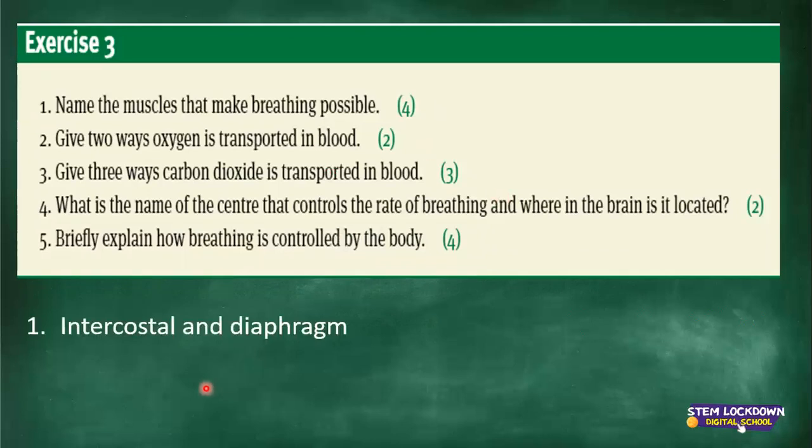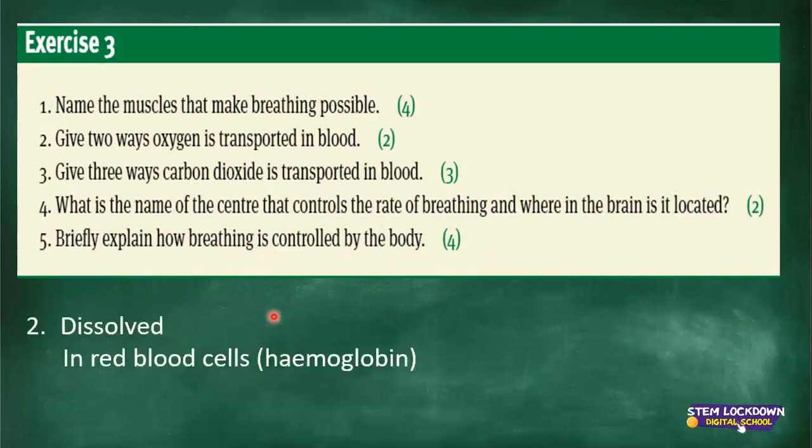Then give 2 ways oxygen is transported in the blood. Oxygen can either be dissolved in the blood plasma, or in the red blood cells where it attaches to hemoglobin to form oxyhemoglobin. So those are the 2 ways: dissolved in blood plasma, or in red blood cells attached to hemoglobin to form oxyhemoglobin.